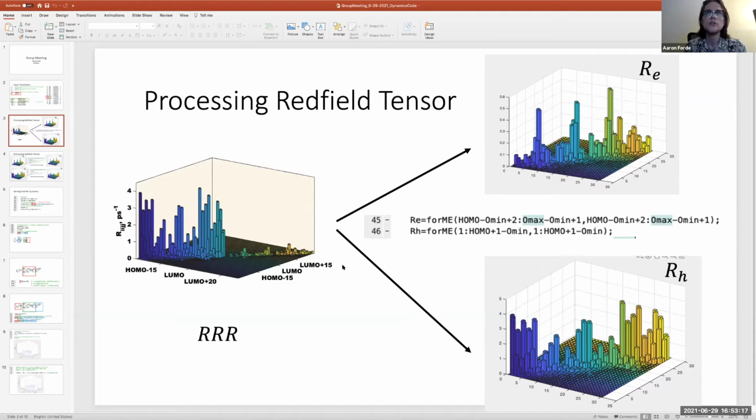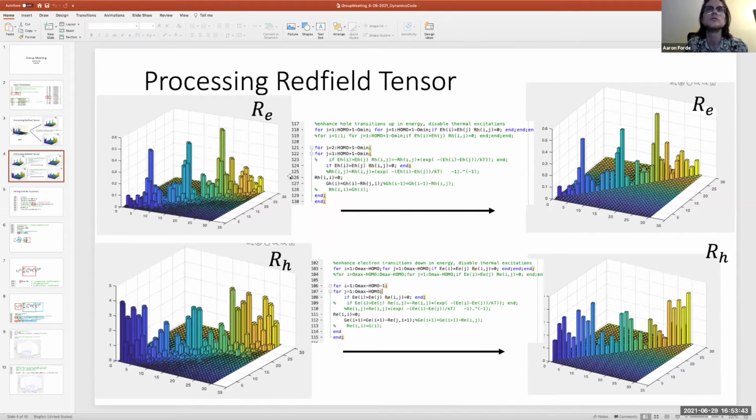And you notice in both of these that for each bar, there's an equal and opposite bar with it. That's what it technically means: for every rate that goes upward, there's the same rate that goes downward. But we know for thermal processes that downward is much more favorable than upward. So there's another couple of lines that go through and just remove half the bars, so we only keep the downward transitions. And so these REs and RHs on the right are what are used in the code.